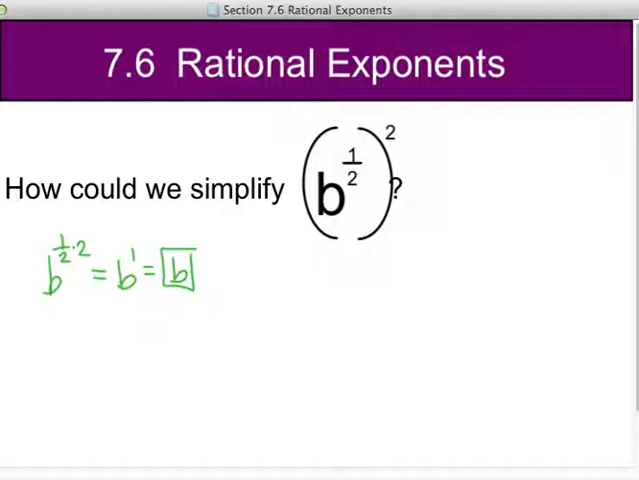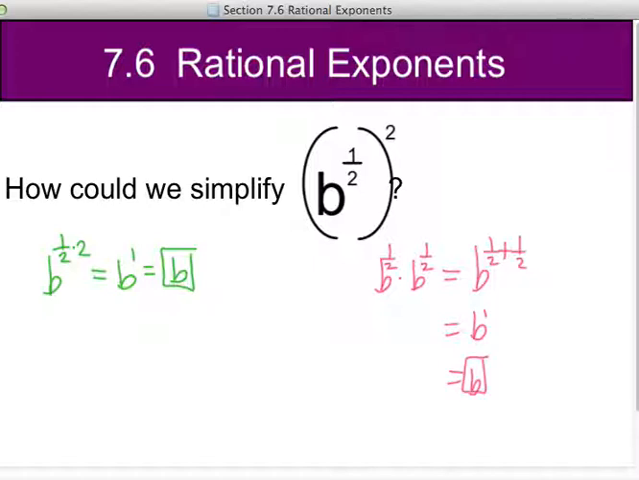Another way we could think about it is if something is squared, it's really b to the 1/2 times b to the 1/2. And we know that when we multiply, we add exponents. 1/2 plus 1/2 is 1. So we would get b. Either way to think about it is perfectly fine.